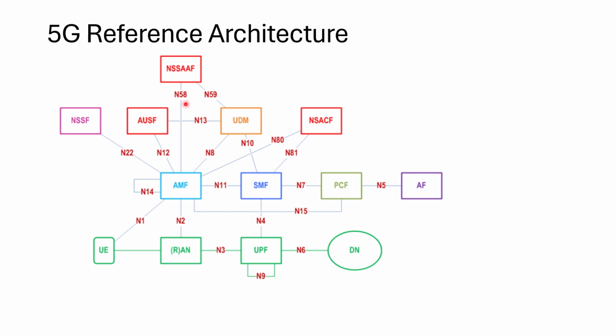We have the NSACF, that is the Network Slice Admission Control Function. Here you can see the interfaces N80 and N81, and it acts like a gatekeeper to monitor and enforce limits on the maximum number of registered users or active PDU sessions allowed on a specific network slice at any given time.